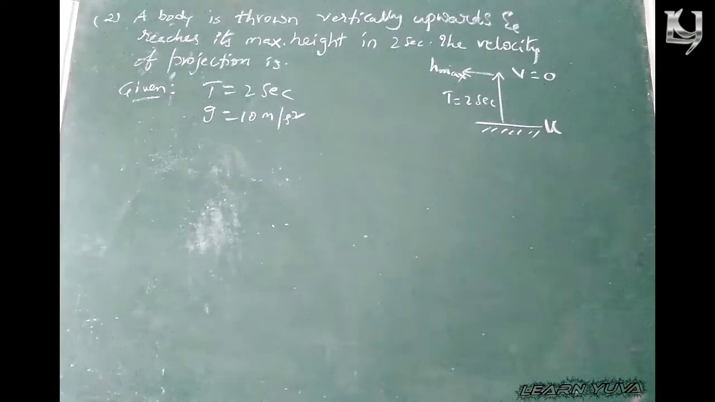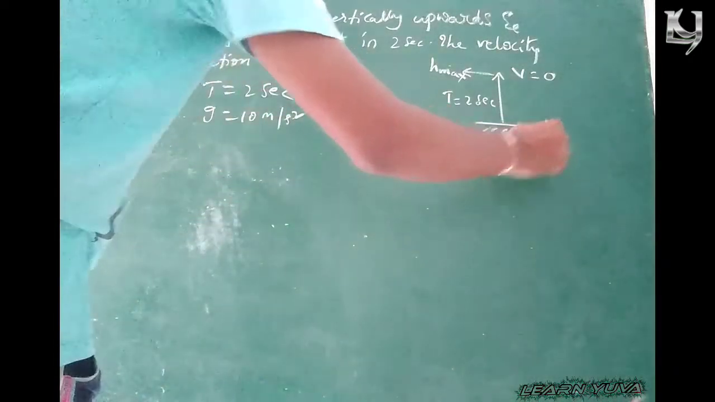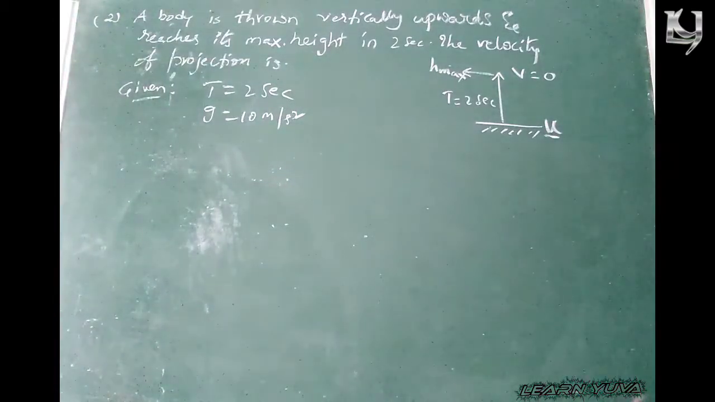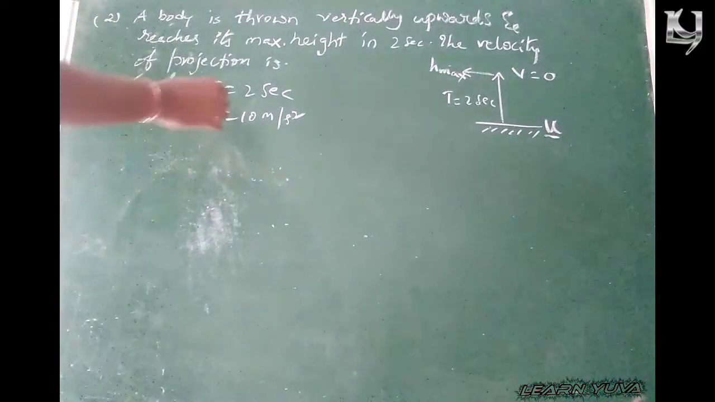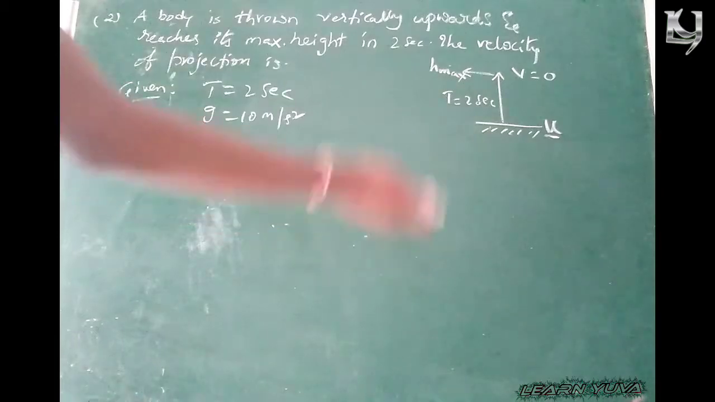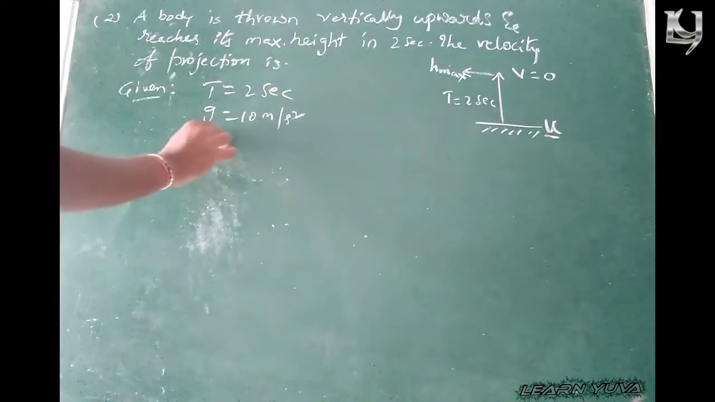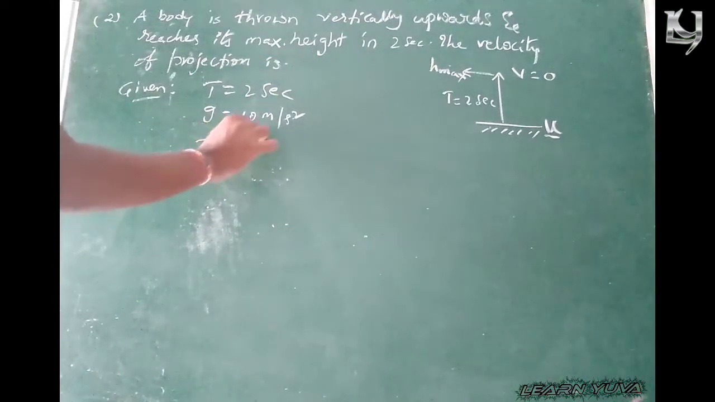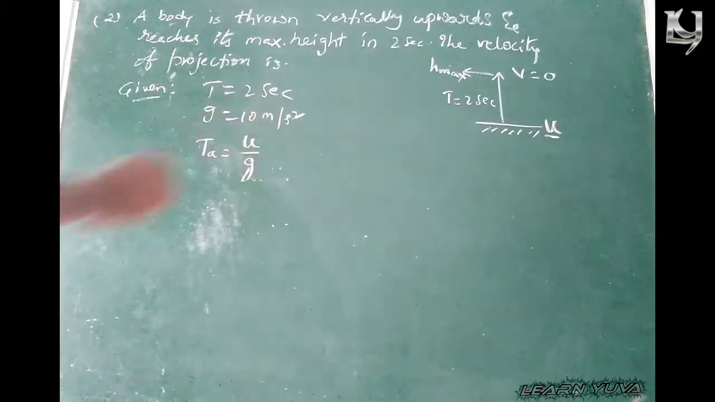Okay. Then we have to find out here the velocity of projection. With what velocity we projected that body to reach the maximum height. So here time is given. You have to find out u, g is already known. So from the given data we have the formula, the body is projected. So time of ascent. Time of ascent is equal to u by g.